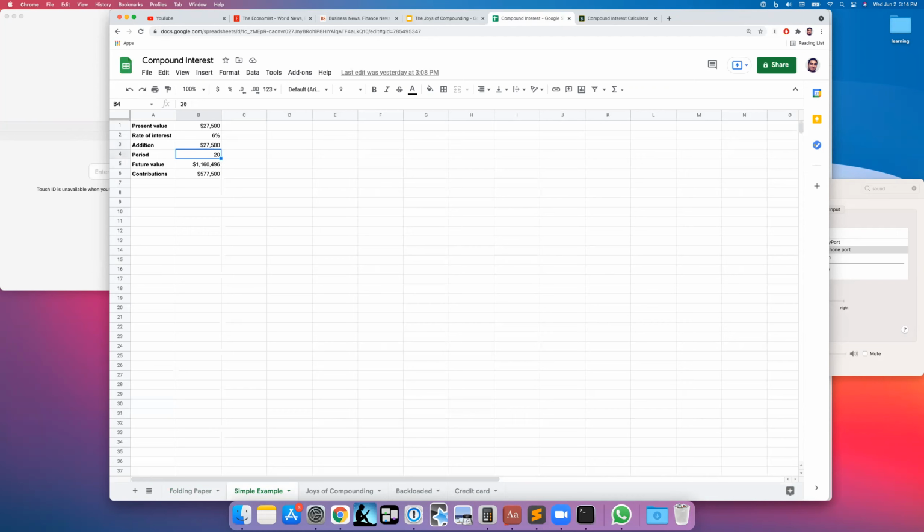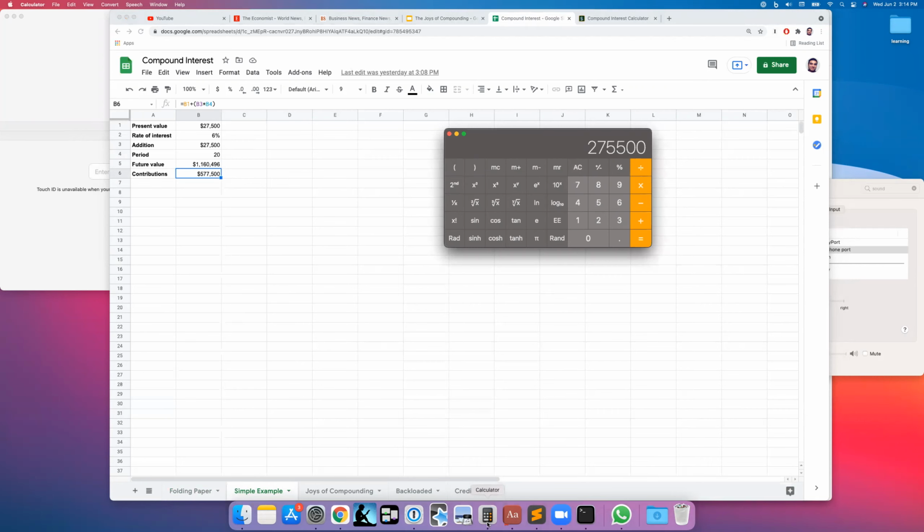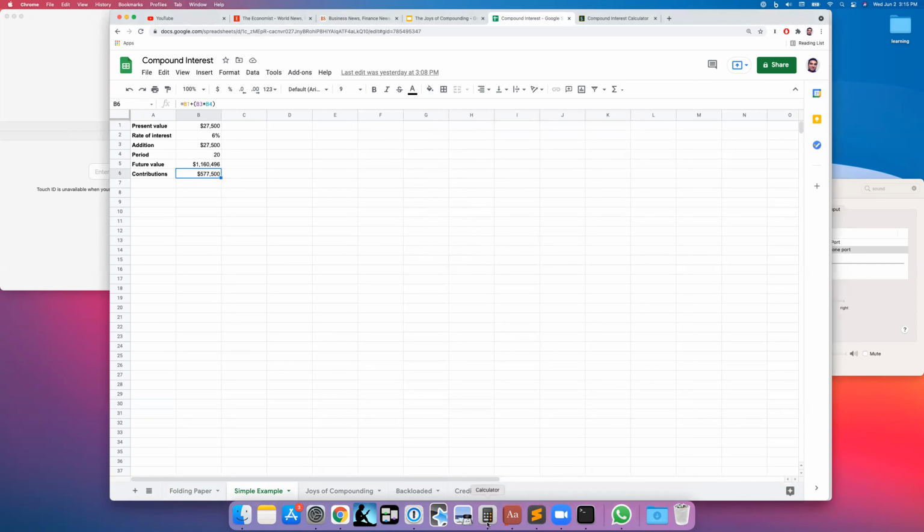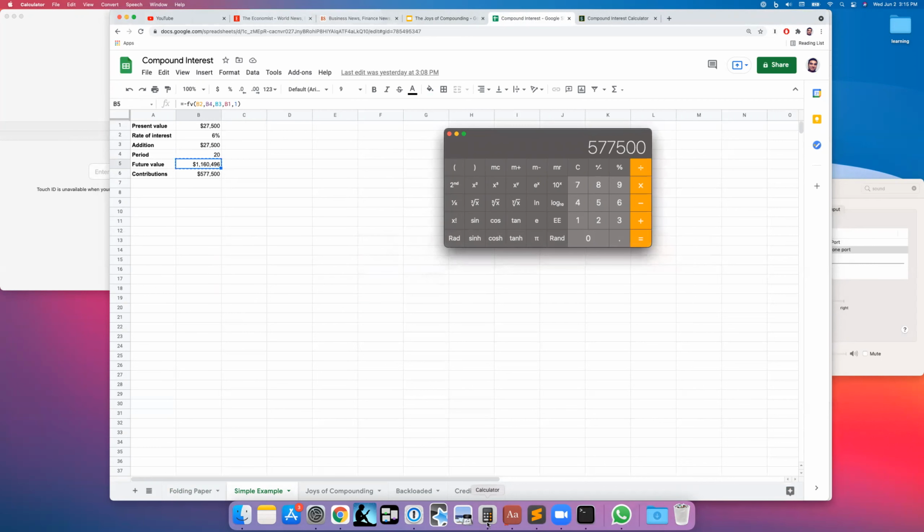So how much did I contribute overall? 577,500. Exactly. So what we did was 27,500 times 20 plus the original 27,500, so $577,500 is what our contributions are. But how much did the total value turn out to be? 1,160,496. Exactly. So the excess, how much your money grew by, is that we in fact more than doubled our original contributions.